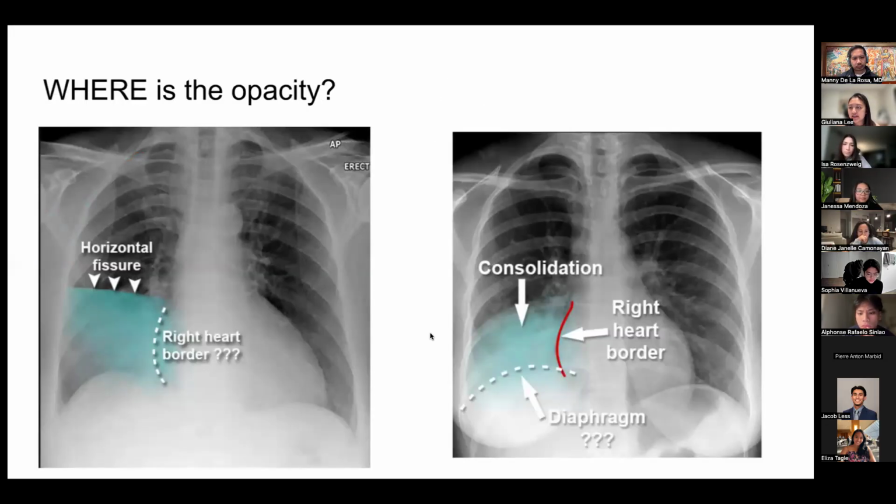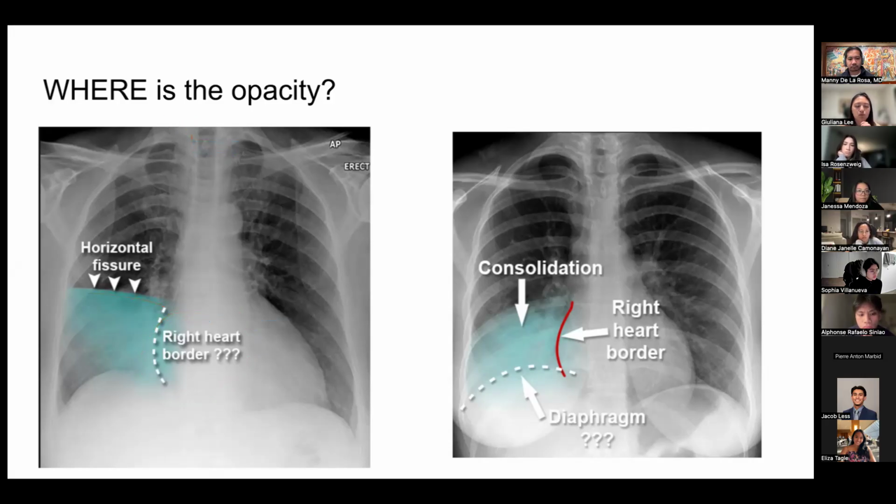A question that you might get asked on the wards is, where is this opacity? Some landmarks can be helpful. We saw in the previous slide the horizontal fissure. If something's happening superior to that, that'll be your right upper lobe. But distinguishing between the right middle and the right lower lobe can be a little more challenging. The left obviously just has an upper and lower, so it can be a little more clear. For the middle lobe, it'll still be along the horizontal fissure, but specifically the right heart border becomes obscured.